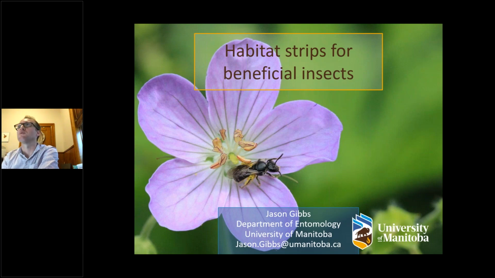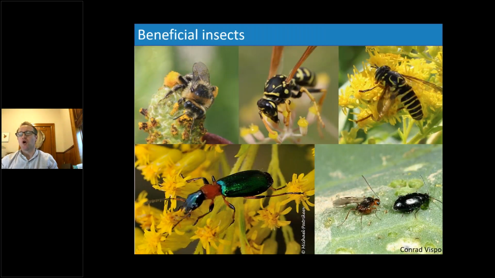I'm a bee person, as was mentioned. But there's a whole host of different kinds of insects that are beneficial in agricultural systems. So bees pollinate. There are a lot of predatory insects that are feeding on pest insects. They're also feeding on weed seeds. So there's all these different insects that we want to support in agriculture. And so the idea with our project is to try to implement some of these habitat strips, try to encourage these different insects, and then we're monitoring those.